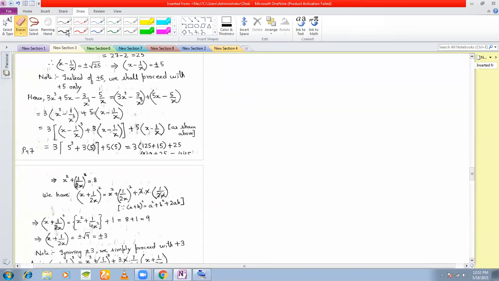Okay, question here is, if x square plus 1 by 4x square is equal to 8, find x cube plus 1 by 8x cube. Okay, this.